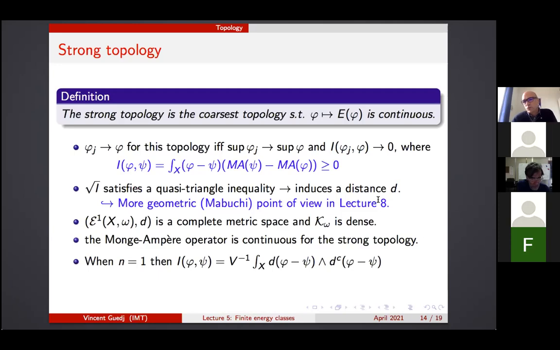And maybe a final word is that this is exactly what you would expect in complex dimension 1. Namely, this I functional is nothing but the square of the gradient of the difference phi minus psi. So when you take the square root, you get the L2 norm of the gradient. And therefore, the strong topology is exactly the Sobolev topology in complex dimension 1. Okay, so in higher dimension, it's more involved, of course, but it's a sort of non-linear Sobolev type topology on the space E1.